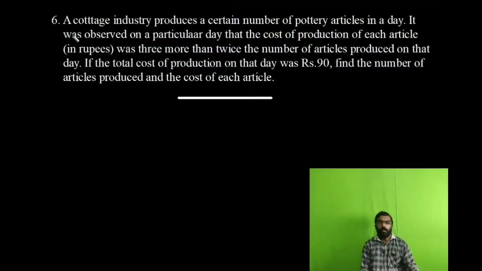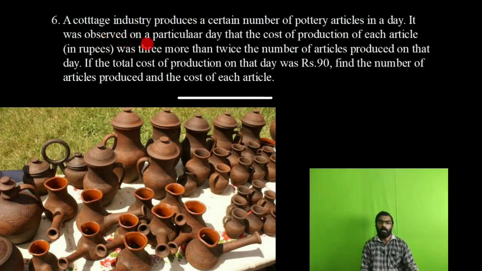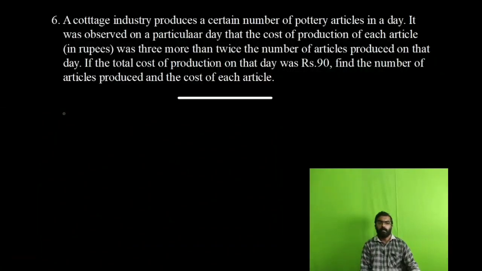Okay. Now we move on to the last question in this exercise. A cottage industry produces a certain number of pottery articles in a day. It was observed on a particular day that the cost of production of each article in rupees was 3 more than twice the number of articles produced on that day. If the total cost of production on that day was rupees 90, find the number of articles produced and the cost of each article. So it's like the example question that we have discussed earlier. So we can start.